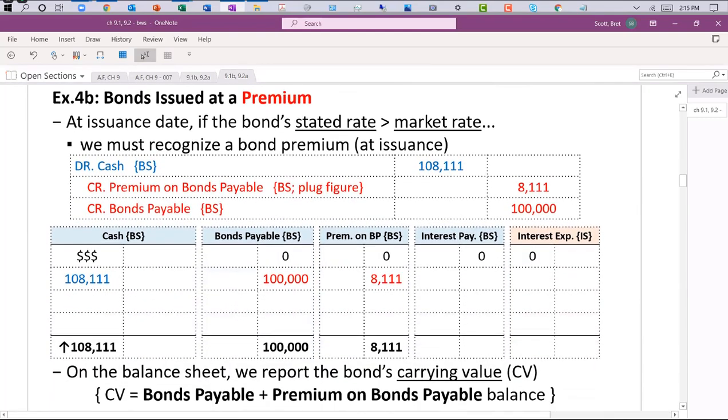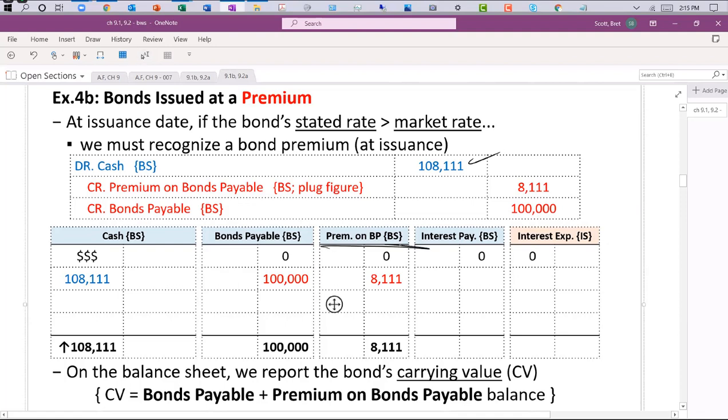Bonds are sold at a premium. People love our bonds because there's no other investment out there that pays them more than 8% except ours. So when we have something that people really like, let's not just sell it at normal retail price. Let's jack up the price, right? So we're getting more cash. That's why we got the 108 instead of just the 100,000.